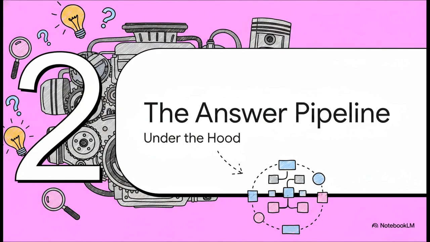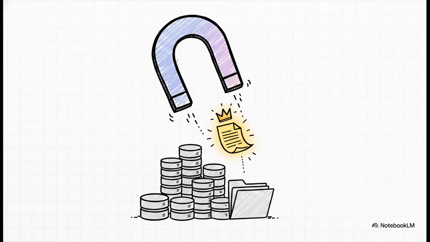Moving on to section 2, let's look at the answer pipeline and really get under the hood here. Okay, let's bust a massive myth right out of the gate. This isn't magic, and the AI isn't just making things up out of thin air. It's actually a retrieval system. Both AIO and AI mode run on Gemini and a framework called RAG, which stands for Retrieval Augmented Generation, laid right over Google's existing index.